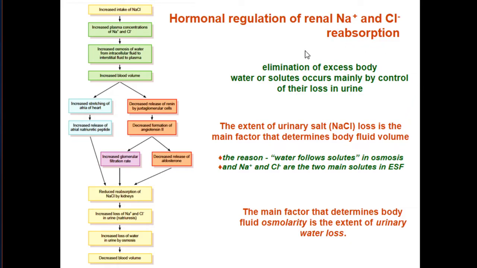So, elimination of excess body water or solutes occurs mainly by control of their loss in urine. And the extent of urinary salt loss is the main factor which determines body fluid volume, because it is an osmotically active substance. And the reason for that is that water follows solutes, osmosis. And sodium and chloride are the two main solutes in extracellular fluid. So once again, the main factor which determines body fluid osmolarity is the extent of urinary water loss.